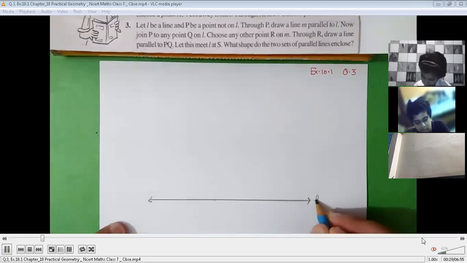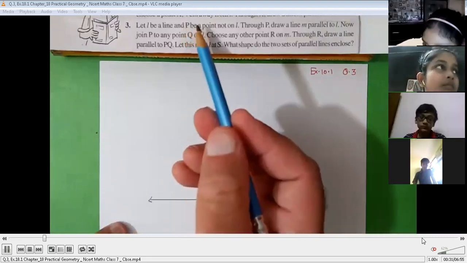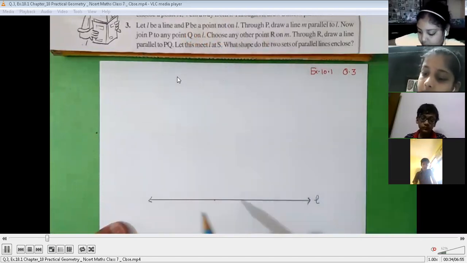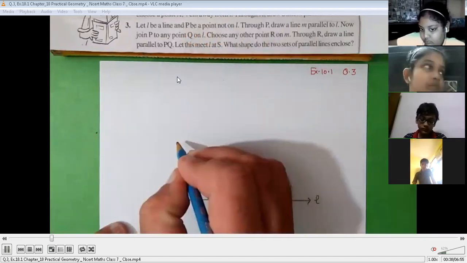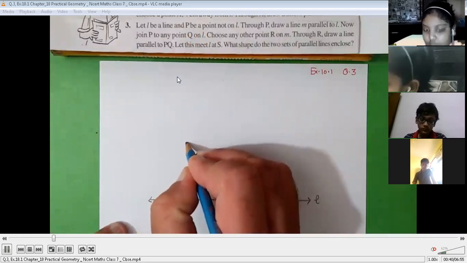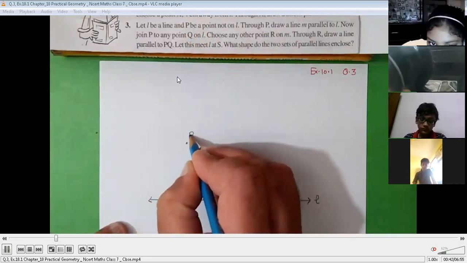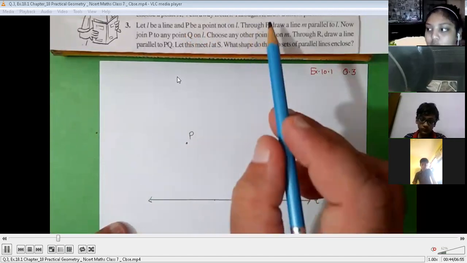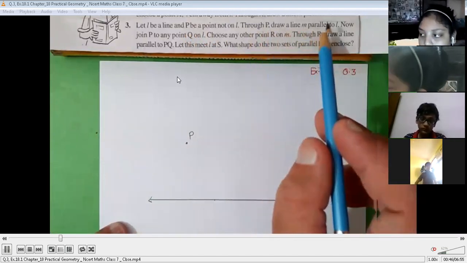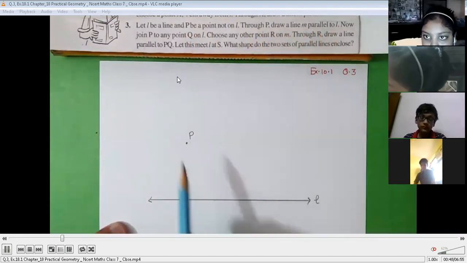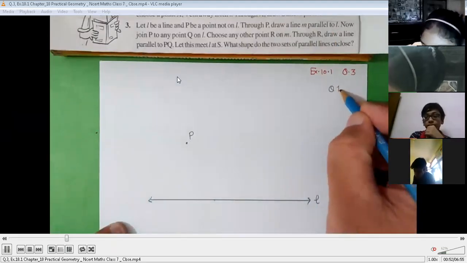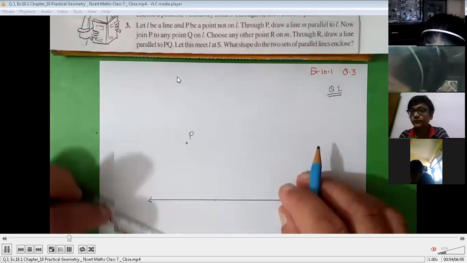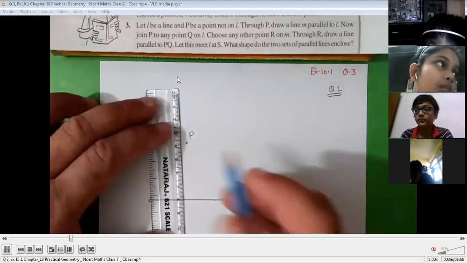Well, if you draw this line L, then it is written there, mark a point P outside it, which will not be on L. So we can mark point P anywhere here. Okay, mark it outside the line L. Then M should be parallel to L. Through P, we have to draw a parallel line, which should be parallel to L, as we have done in question 1.